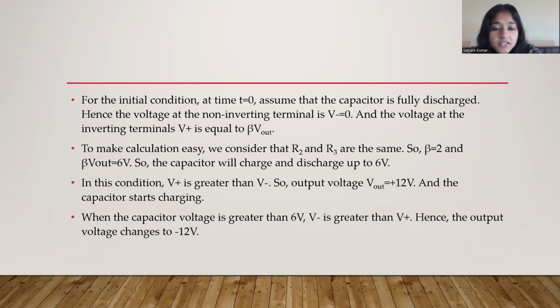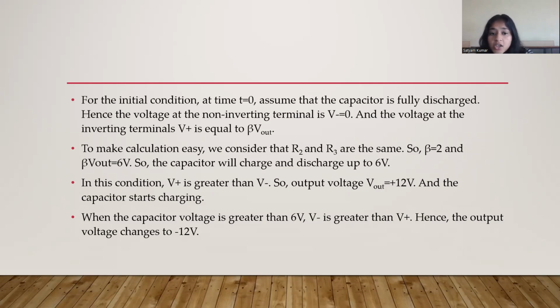Now, for the initial condition at time t equal to 0, if we assume that the capacitor is fully discharged, the voltage at the inverting terminal, V minus, is equal to 0. And the voltage at the non-inverting terminal, V plus, is equal to beta V out. In order to make the calculation easy, we consider the values of the two resistors, R2 and R3, to be the same. So if beta is equal to 1/2 and V out is 12 volt, beta V out is equal to 6 volt. So the capacitor will charge and discharge up to 6 volt.